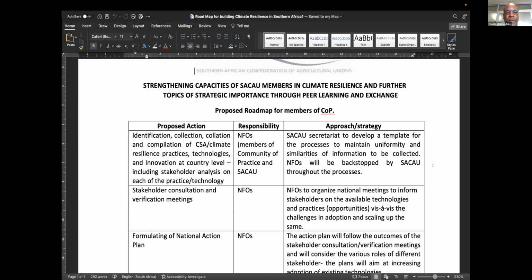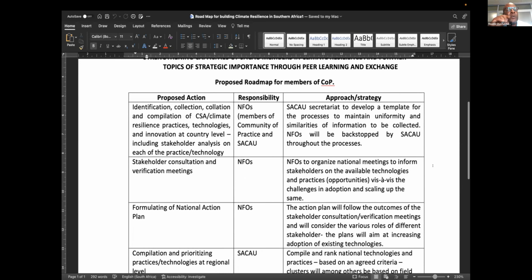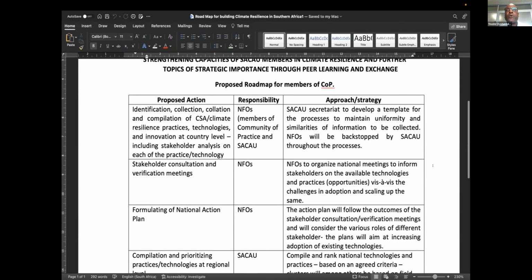The first column is talking to the proposed action. What is the intended action that we need to take? And then the second column is pinning on the entities or the organizations that are going to be responsible for making sure that that proposed action happens. And then the last and third column is talking to the approach or the strategy that we are going to take to achieve the intended objectives of the proposed action.